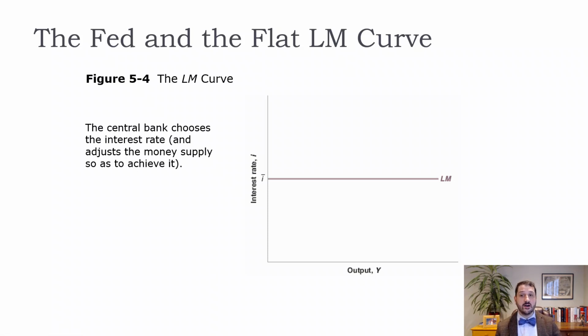Now, because the central bank actually chooses the interest rate, it becomes just a horizontal line, right? The interest rate here, so you can see we put a bar over it, meaning that it's fixed, right? The Federal Reserve is going to choose the federal funds rate that it wants from the money demand curve in order to maximize its goals, right? And as we'll see, the Federal Reserve actually has two goals.